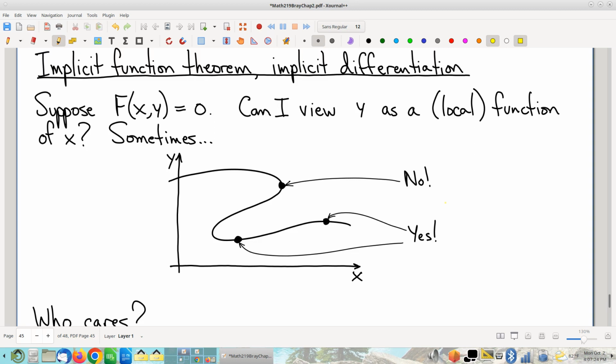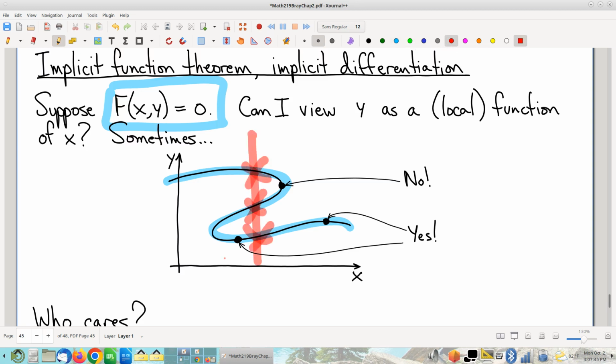So here is a curve. This is an equation of two variables that gives me a curve. Now first I'm going to ask the wrong question, but it's an easy wrong question: is this a graph? And the answer is nope, it fails the vertical line test, so it's definitely not a graph. That was easy. Okay, that's not the question.